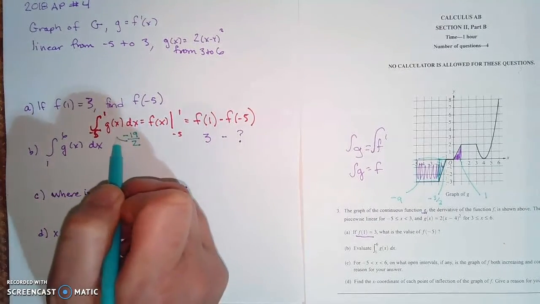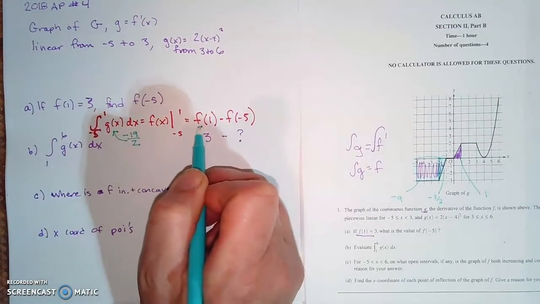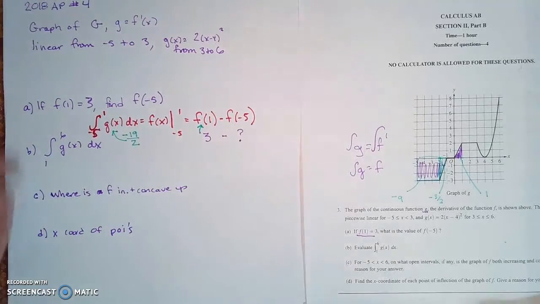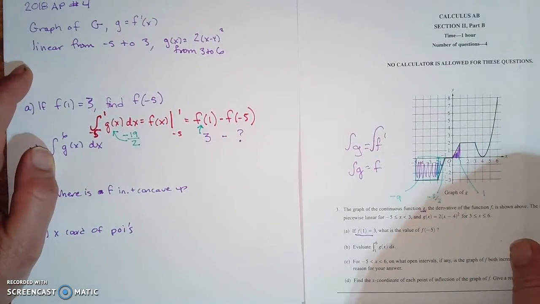So this tells me what the area under the curve is. This gives me one exact value. And then to find the other one, this was a non-calculator problem, so you wouldn't have to work it out more than this.